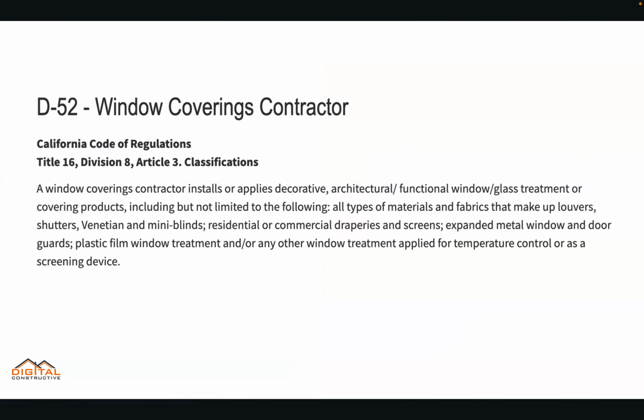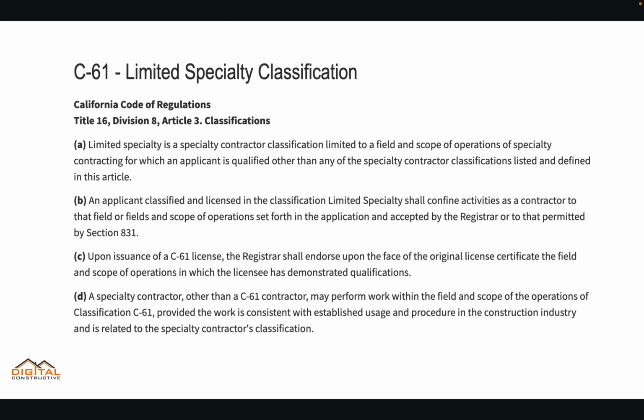In this video we're taking a quick look at what you can do with a D-52 license. Now this is the definition for the D-52 window coverings contractor, and this is straight from the CSLB. I'm not going to go through this word for word, but I have it linked below. I strongly suggest that you check it out. Now the D-52 falls under the C61 limited specialty classification umbrella, and again I've got this definition linked below. Definitely check it out, but we are going to take a quick look at two pertinent points.